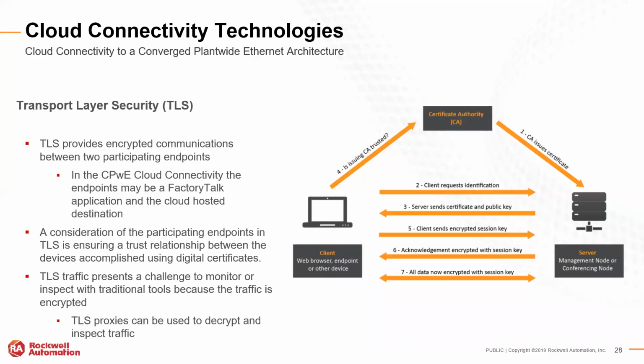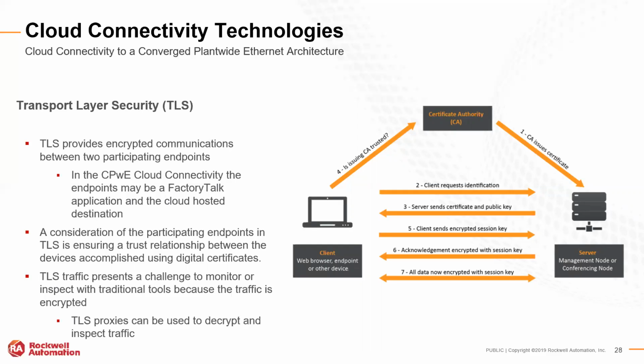TLS, as I mentioned, transport layer security, is what encrypts the information that's going across from the network to Rockwell and vice versa. In the CPwE cloud connectivity, the endpoints may have FactoryTalk applications and cloud hosted destinations. A consideration for TLS is to ensure a trusted relationship between the devices, accomplished using digital certificates. TLS traffic presents a challenge to monitor and inspect with traditional tools because the traffic is encrypted. TLS proxies can be used to decrypt and intercept traffic.